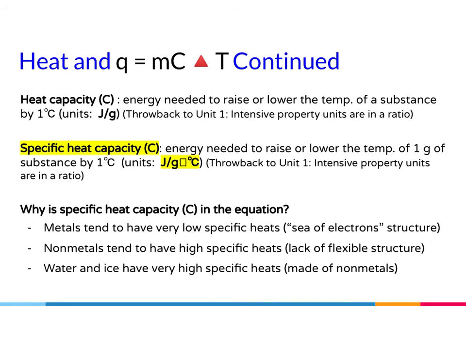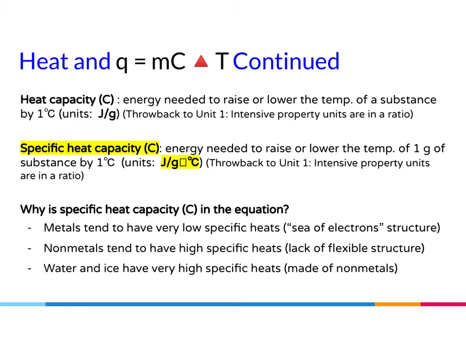The heat capacity, or C, is the energy needed to raise or lower the temperature of a substance by 1 degree Celsius. So throwback to unit 1, joules over grams is an intensive property because it is a ratio. So I can use heat capacity to help me to determine what's going on.